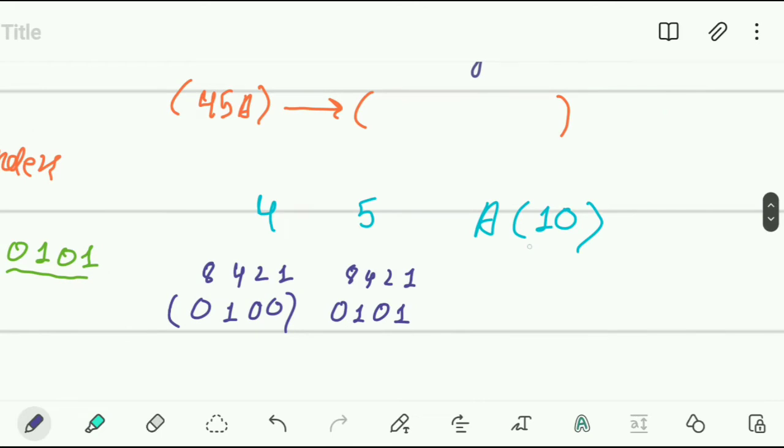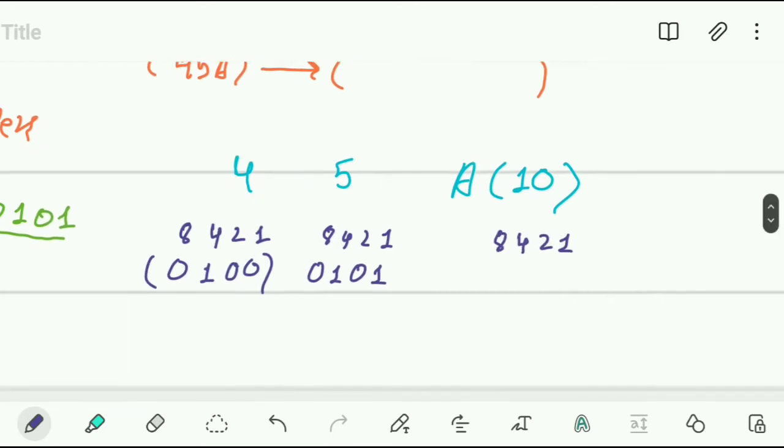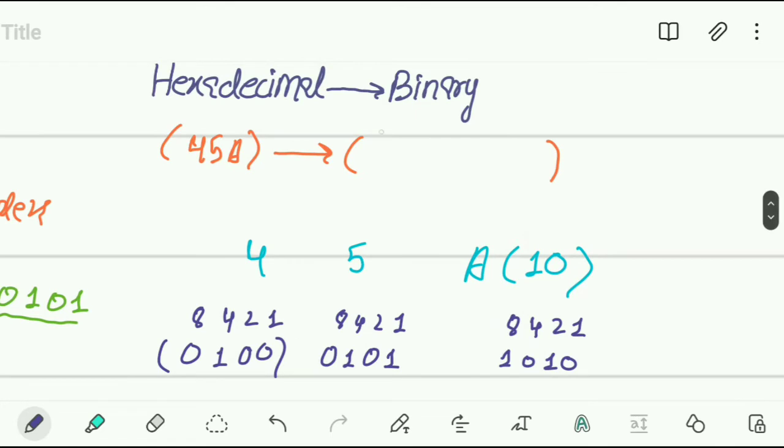So 4 plus 1 would be 5. Same thing here: 1 2 4 8. Okay, this should be 1, this should be 0, 1 and 0, and all together we have this binary number 0 1 0 1 and 1 0 1 0. This is the binary format for the hexadecimal. And now 2 more conversions to go: decimal to hexadecimal.